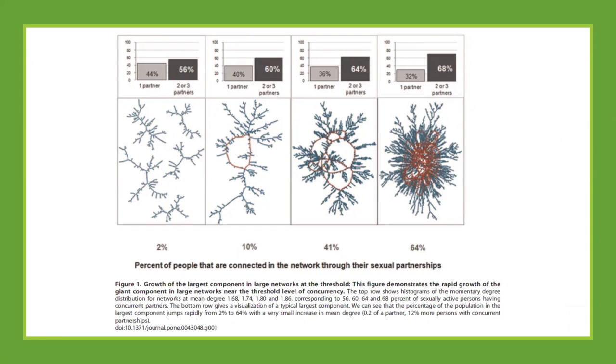So this is an example looking at really small changes in the numbers of connections people have. In all of these, we're going from 44 down to 32% that have just one connection, and from 56 up to 68 that have either 2 or 3. So our mean degree ranges from like 1.4 to 1.7 or something. Like on average, people have less than 2 partners in all of these cases.